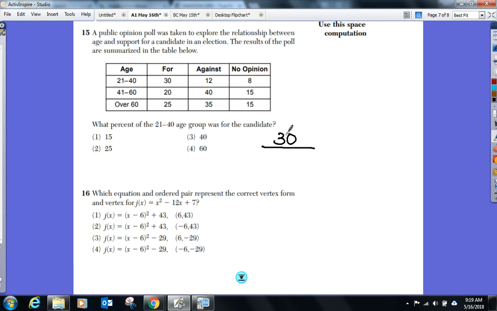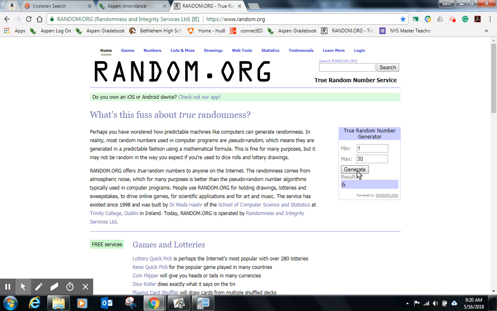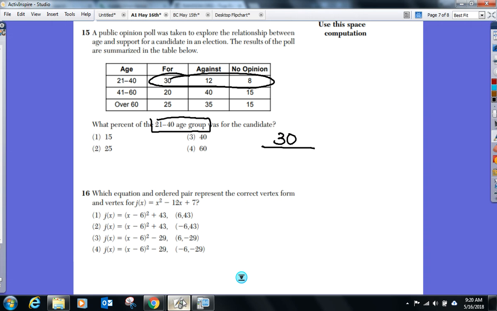Now, here's where I'm a little concerned. What would it be out of? Because I know most of you would just try to add up all those numbers in the table. But it's what? What percent of the 21 to 40 age group? So these are the only 3 numbers I'm looking at for the out of. Because it's a percent of this age group. So how many total are in that age group to put over 30 or under 30? 17? What is it? 30. I'm just looking for the bottom number here.